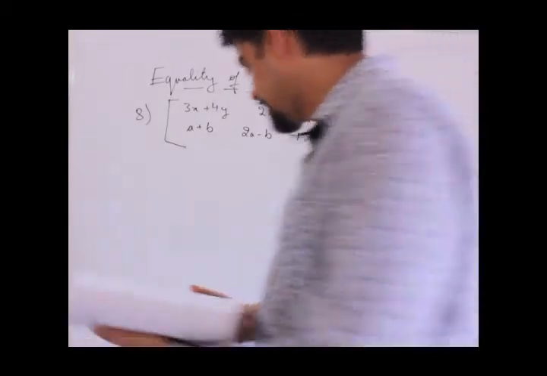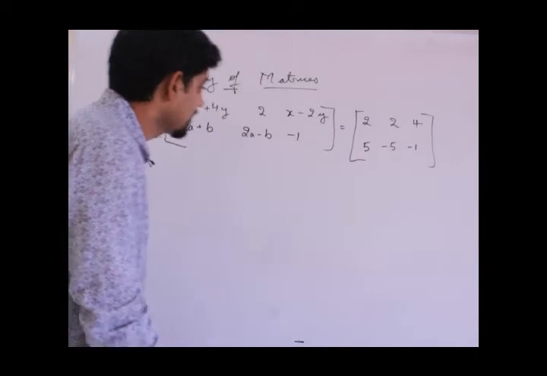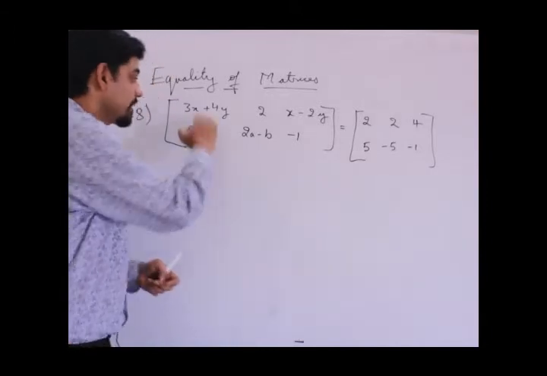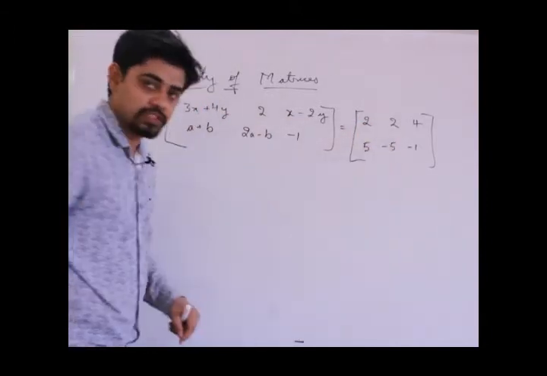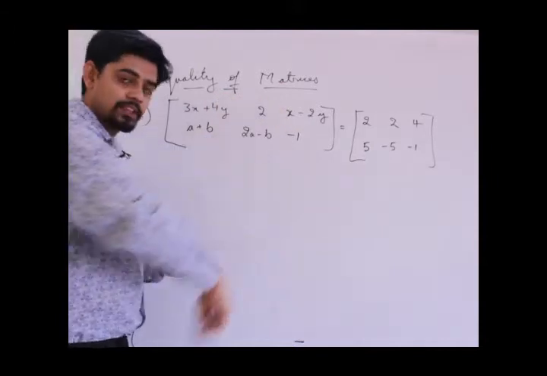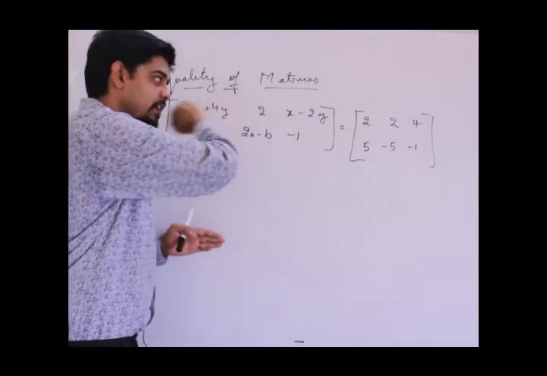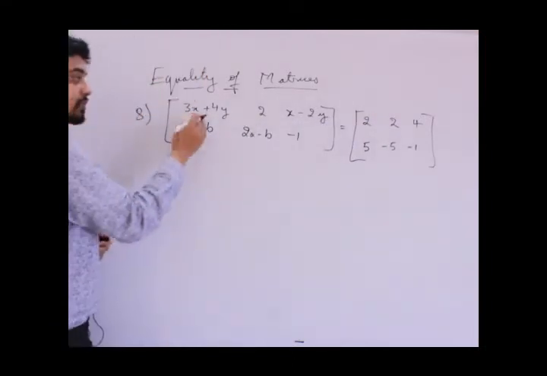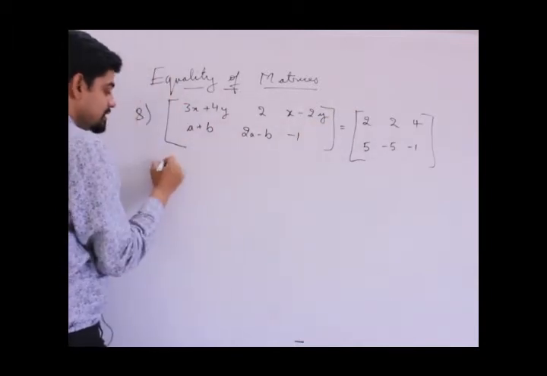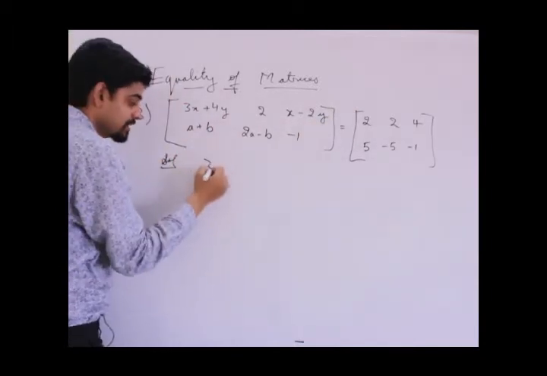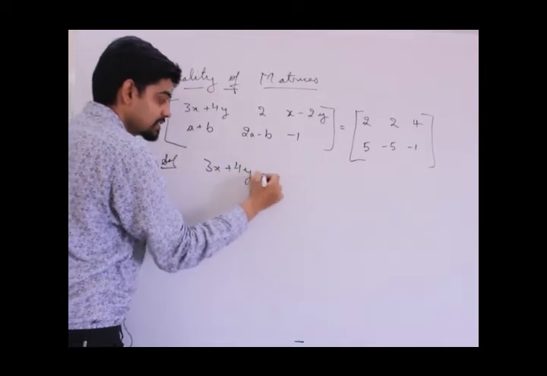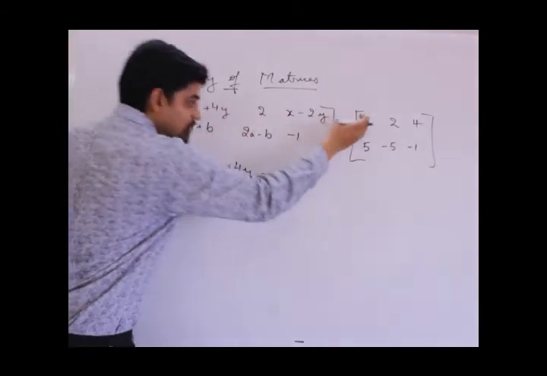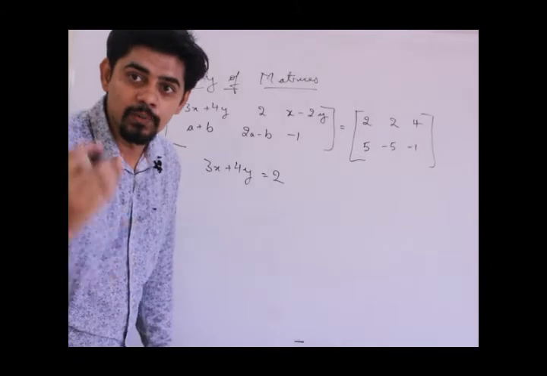So as you can see, the two matrices are equal. Of the three conditions which you have studied, the number of rows should be equal. The number of rows is 2, and here also the number of rows is 2. The number of columns is 3. Vertical are the columns and horizontal are the rows. So the columns are also 3 in both. So the corresponding elements will be equal. That means what is the solution? 3x plus 4y is equal to 2. First element is equal to first element, meaning a11 is equal to b11.